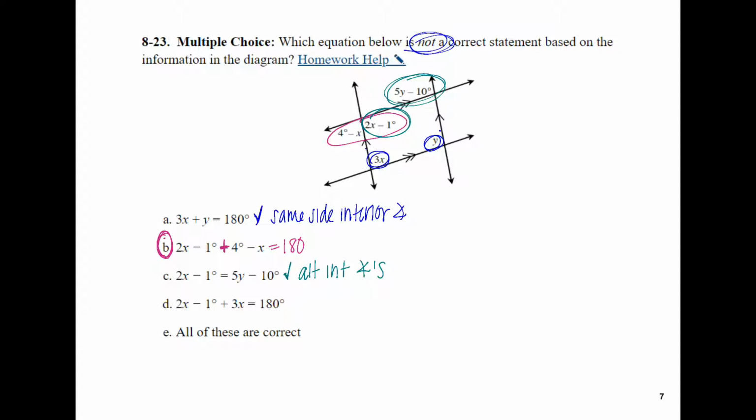2x minus 1 plus 3x is equal to 180 degrees. These two angles right here are same side interior angles. And when we add same side interior angles, they equal 180 degrees. So the only answer that is not correct is B.